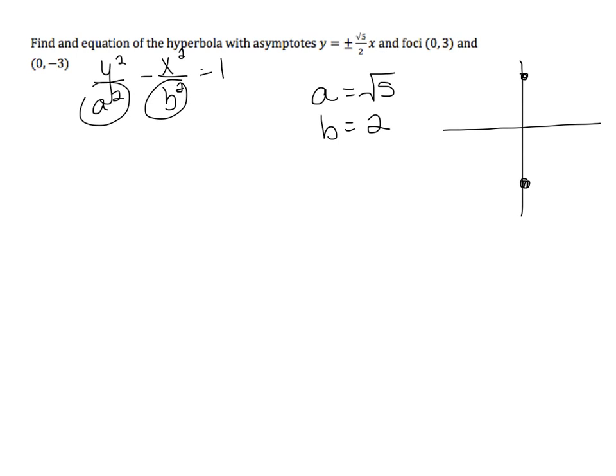So now I can write the equation of this hyperbola. I've got y squared over 5 minus x squared over 4 equals 1.